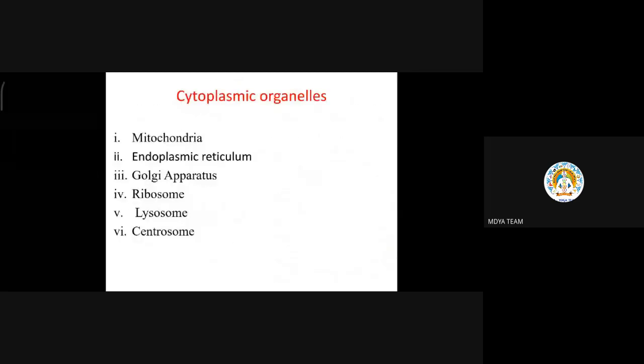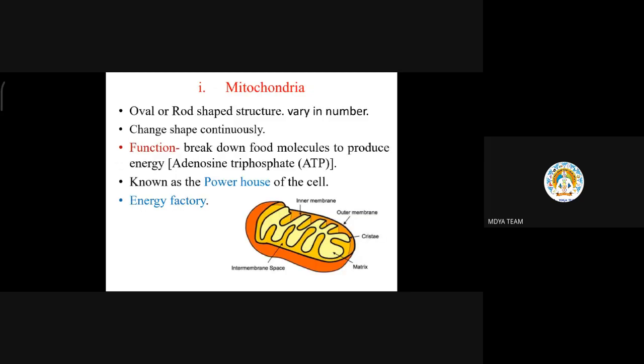Now, what are those organelles which are floating in that cytosol? The organelles are mitochondria, endoplasmic reticulum, Golgi apparatus or Golgi body (both are the same, both are right), and ribosome, lysosome, centrosome. These six are the main or important cell organelles. So, at first we will discuss mitochondria.